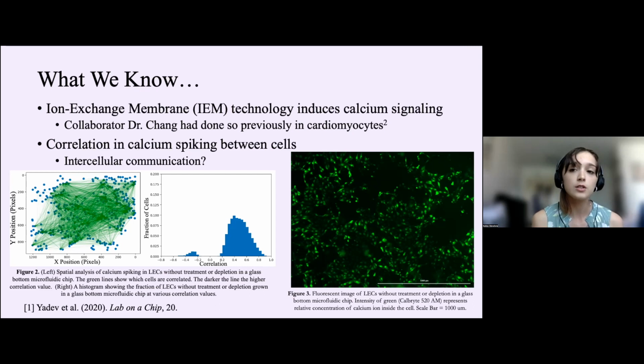One of the things noticed by students in the lab is that once plated in a PDMS microfluidic chip, they noticed a correlation of spiking between the cells. Now, while the pattern was irregular, if you notice in figure 2 how there seems to be random spiking, the green lines indicate that there was correlation between two different cells spiking. And while it was very irregular, we noticed there was spiking, so we wanted to see if we could pattern it in a certain sort of way.